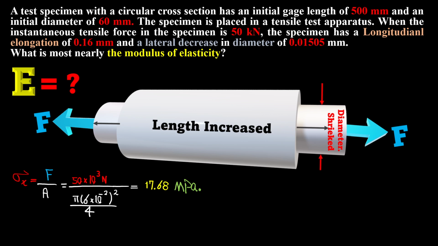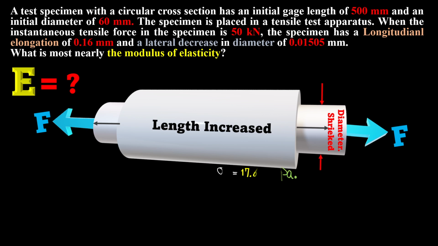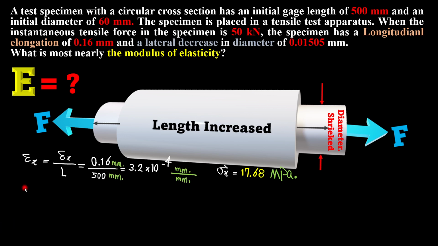As soon as we have the stress, then we can jump to the strain formula. So strain in x is the elongation in the x direction over the original length, which is 500 millimeters in the problem statement. The longitudinal elongation is 0.60 millimeters over 500 millimeters. It gives us 3.2 times 10 to the negative 4 millimeters per millimeter.